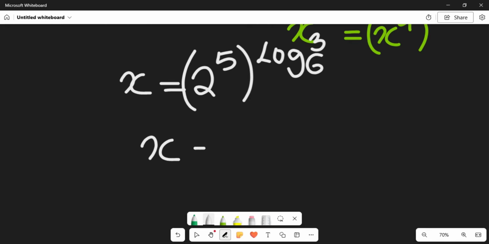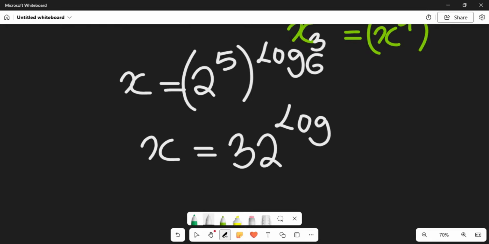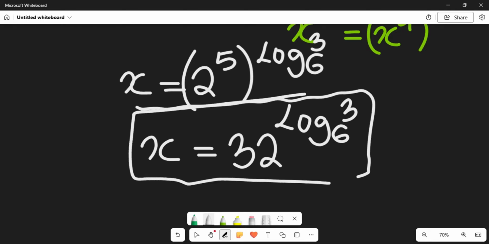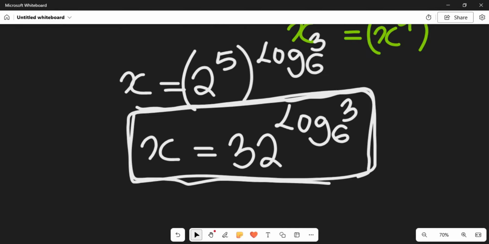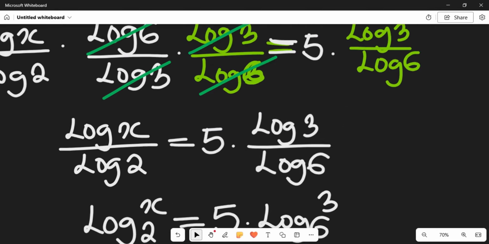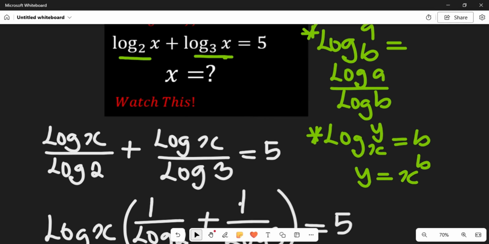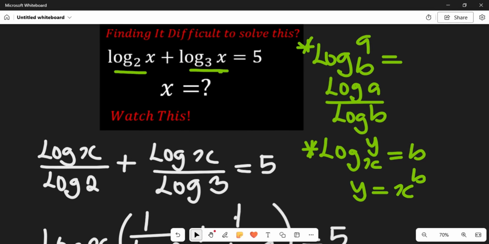So we'll have our x to be equal to 32 to the power of log of 3 base 6. And that is our solution to this math equation given to us up. So you see, very easy. Now, given this expression as the solution to that logarithm expression given to us above, it is very easy.